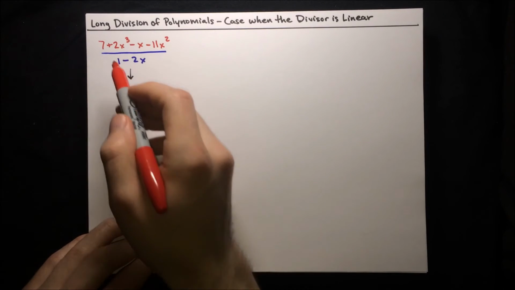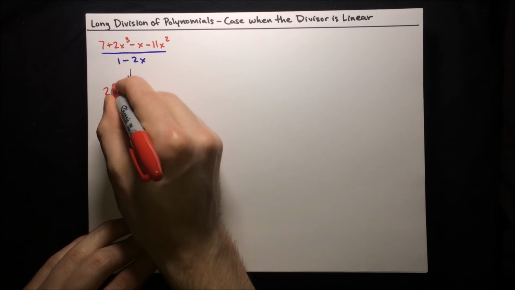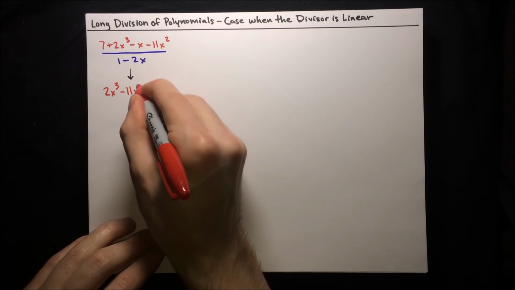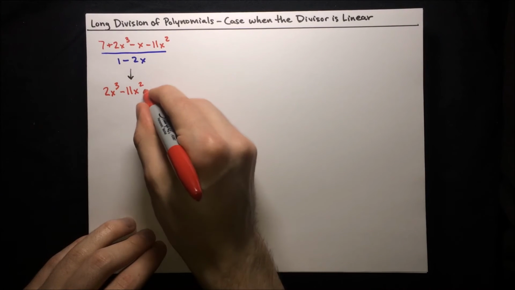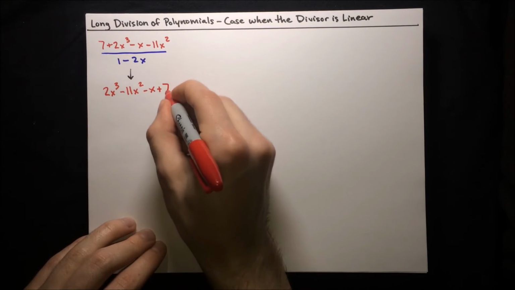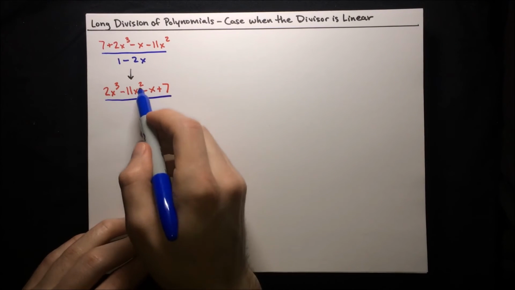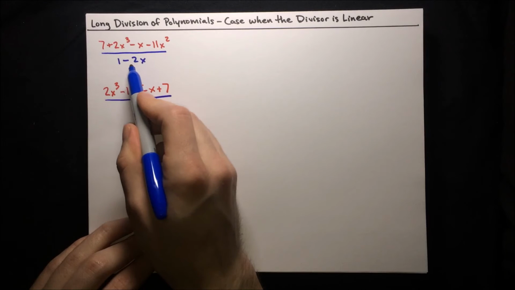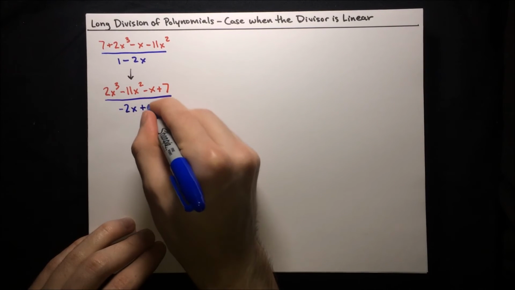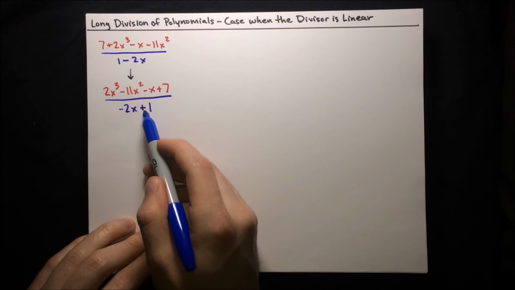Let's order it. So the x cubed term goes first, 2x cubed. And now we're looking for an x squared term, which is right here. And then we get our x term, minus x. And lastly, our constant, plus 7. And then that is divided by, we need to order the divisor also. So the x term should come first, -2x, and then the plus 1. Okay, so now that these are both ordered, we're ready to go ahead and set up the long division.